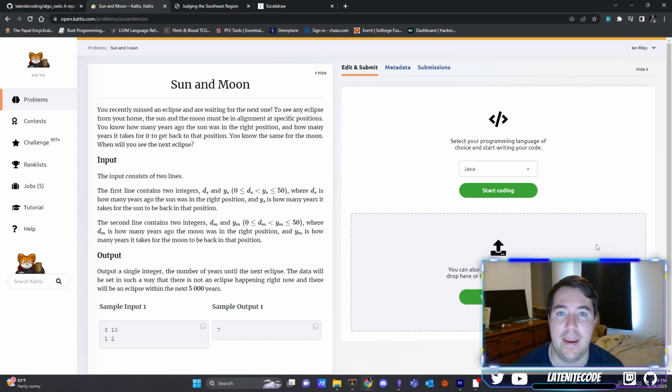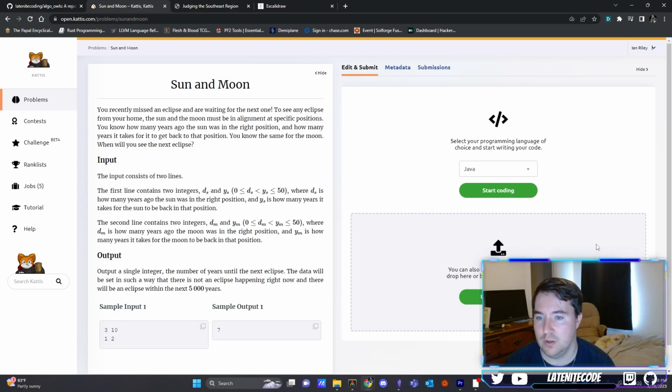It's called Sun and Moon. You recently missed an eclipse and are waiting for the next one. To see any eclipse from your home, the sun and the moon must be in alignment at specific positions. You know how many years ago the sun was in the right position and how many years it takes for it to get back to that position. You know the same for the moon. When will you see the next eclipse?